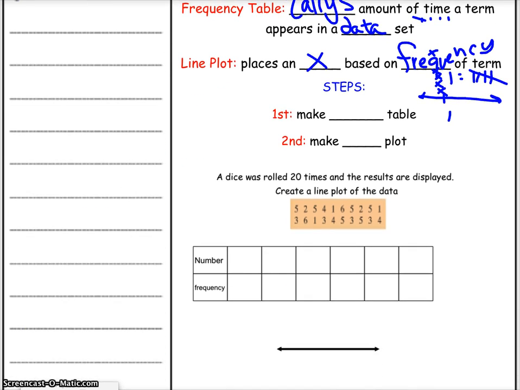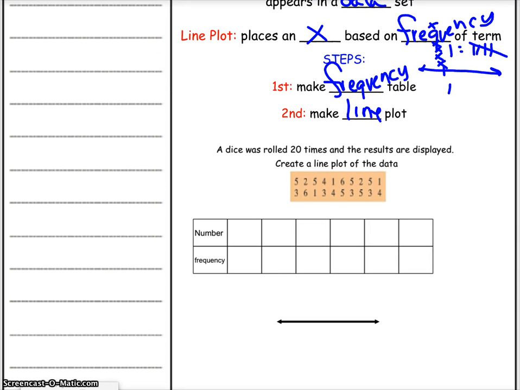So here are my steps. The first thing I do is make a frequency table. And then I make my line plot. So I'm analyzing how many X's need to be on the line plot. Let's read the question. A dice is rolled 20 times, and the results are displayed in this data set. I want to create a frequency table and a line plot based on that result.